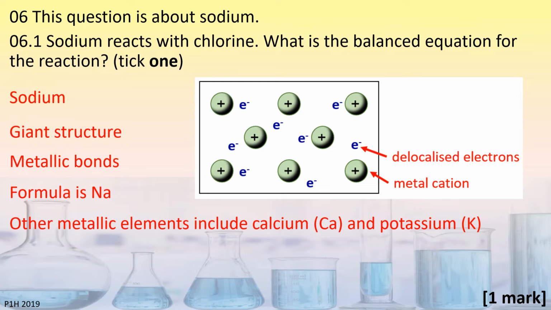There is only one type of atom present. Sodium is an element. There are no molecules present. The formula for sodium is Na. The formula for any metal when it exists as an element is just the chemical symbol. For example, calcium is Ca and potassium is K.